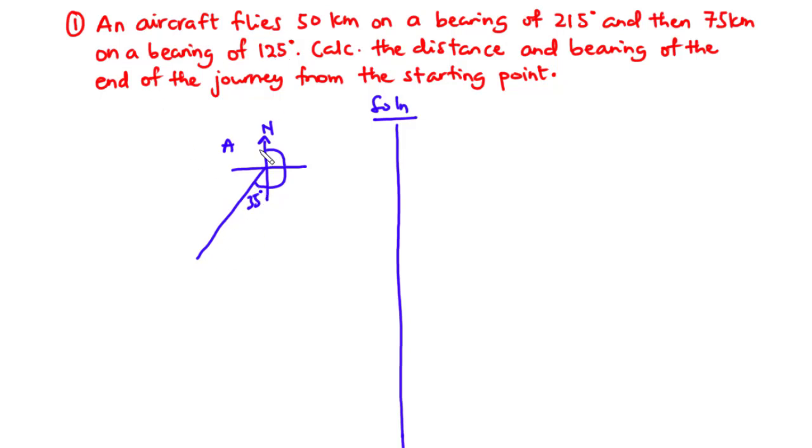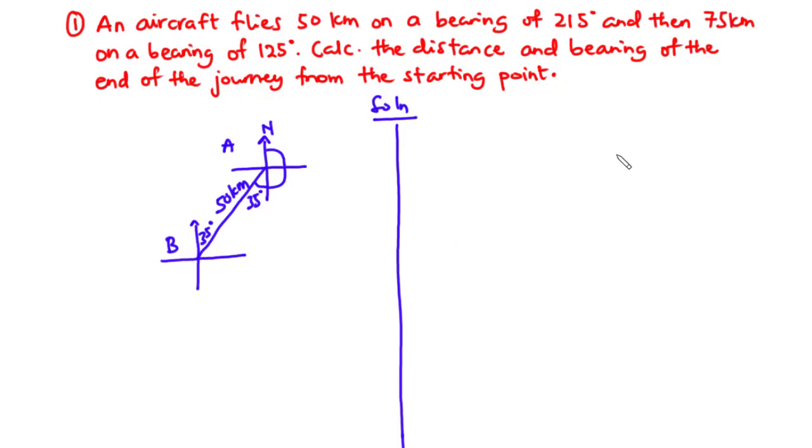So the aircraft moves from point A to point B. So this is point B, 50 kilometers from point A. Now because this angle is 35 degrees, this angle is also 35 degrees because they are alternating angles.